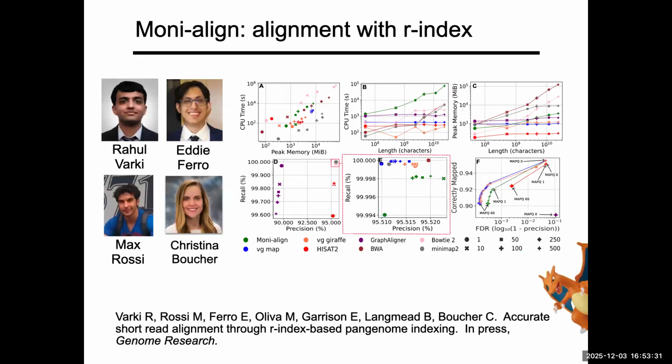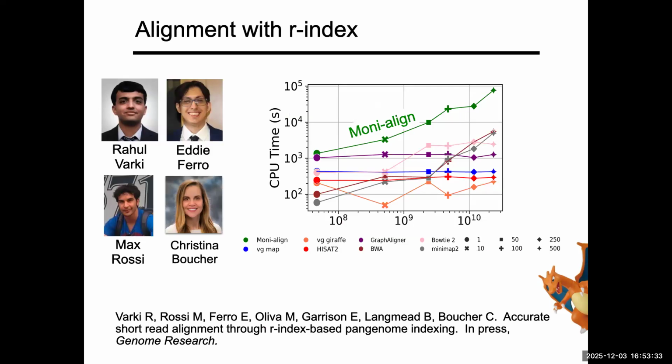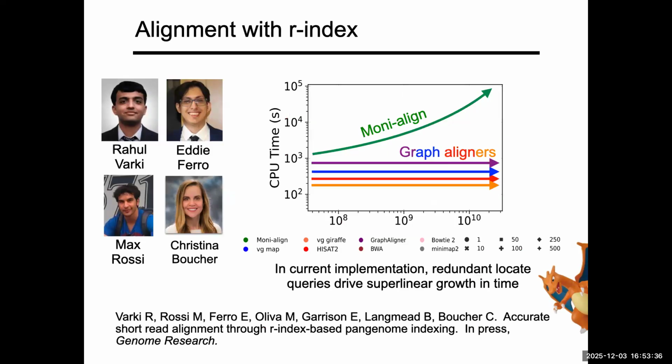Okay, this slide is too busy. This slide is also too busy. So I made a cartoon of this slide, and I'm just going to talk about this slide right now. So in our experiments so far, we have an implementation of a full aligner. It's an aligner that behaves just like BWA except it's using a pangenome index where the pangenome is a collection of linear sequences. And this is primarily the work of Rahul Varki and Eddie Farrow and Max Rossi, and it's primarily from Christina Boucher's lab, again, at the University of Florida. And this is available today. You can use it. It's called Moni-Align. Okay, so Moni-Align exists and you can use it today.